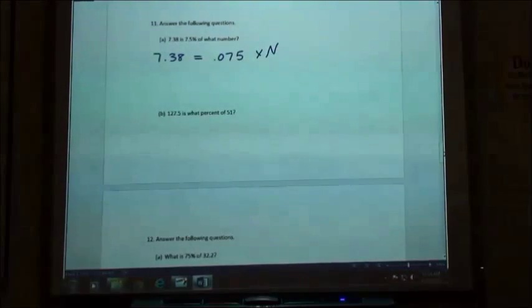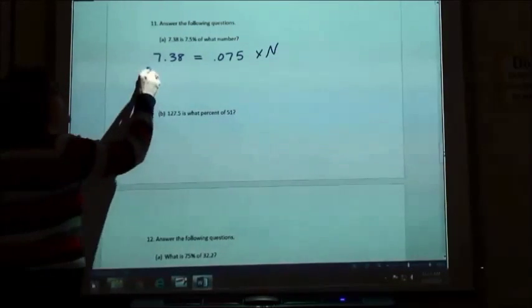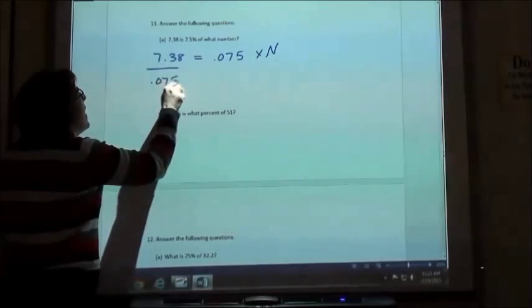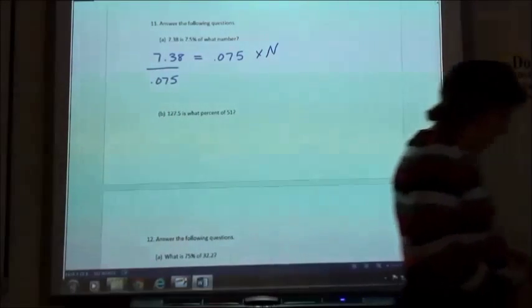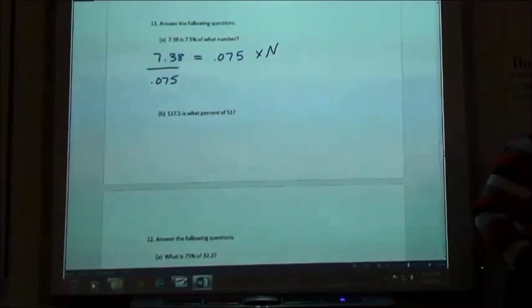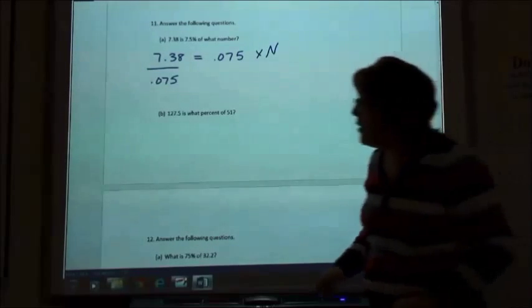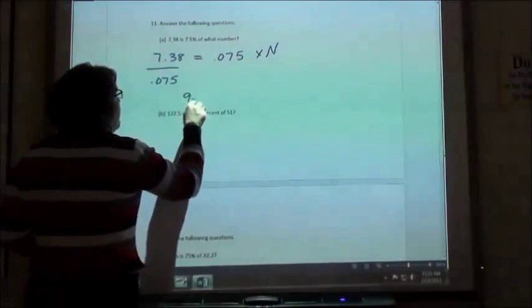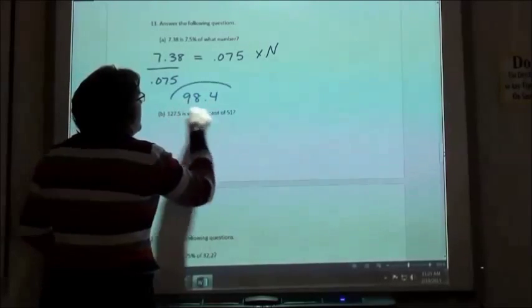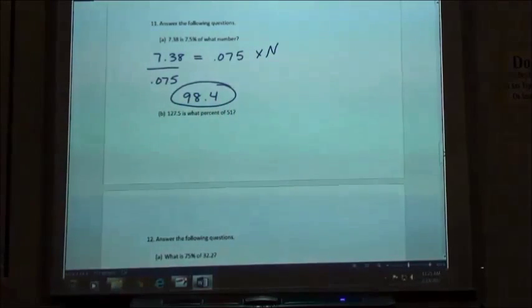And so again on this one, we're just going to solve it by dividing. So I'm going to divide by 0.075. 7.38 divided by 0.075 gives me 98.4. Right? 7% isn't a very big part.